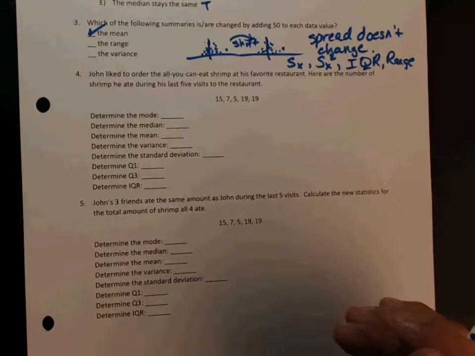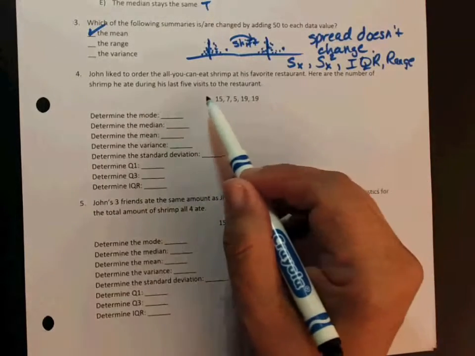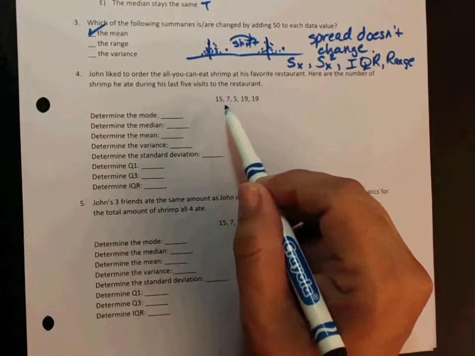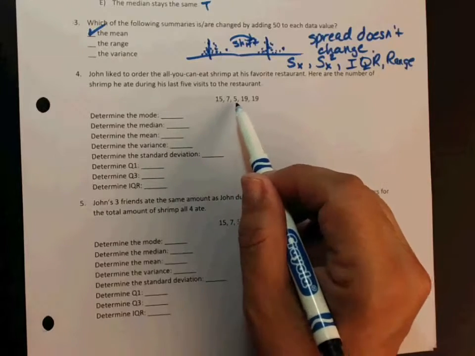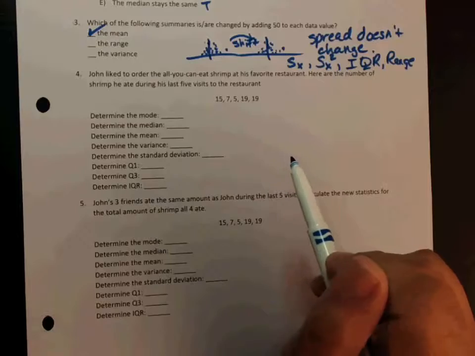Question 4. John liked to order the all-you-can-eat shrimp at his favorite restaurant. Here are the number of shrimp he ate during his last 5 visits to the restaurant. So he had 15, 7, 5, 19, and 19. I guess he must have been pretty full on those 2 visits.